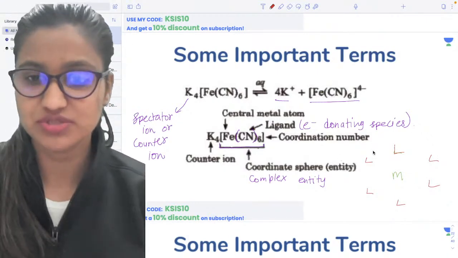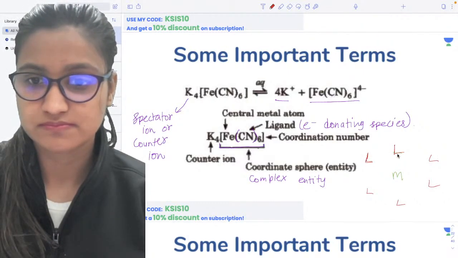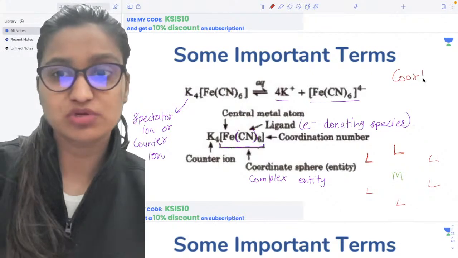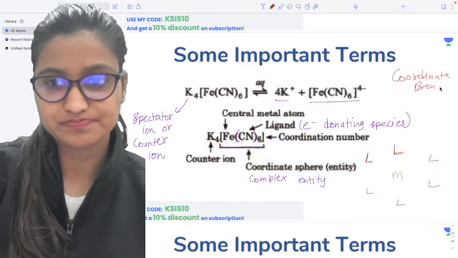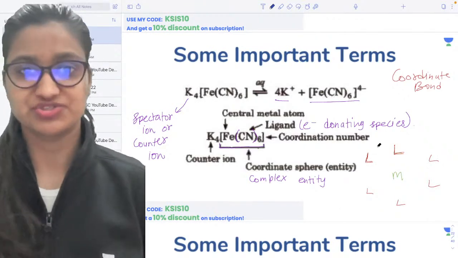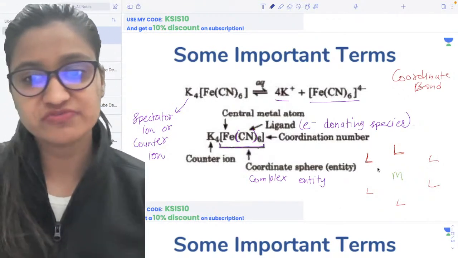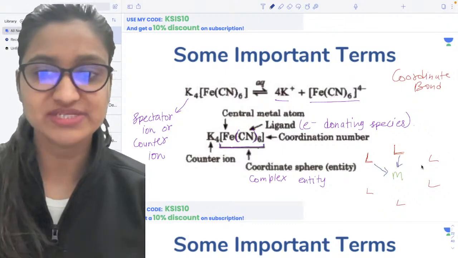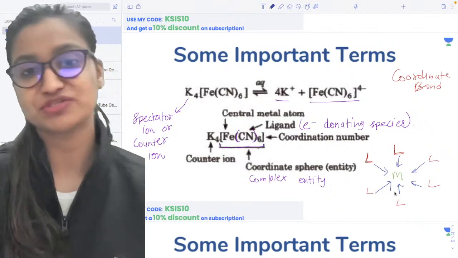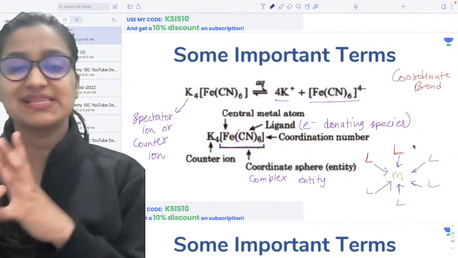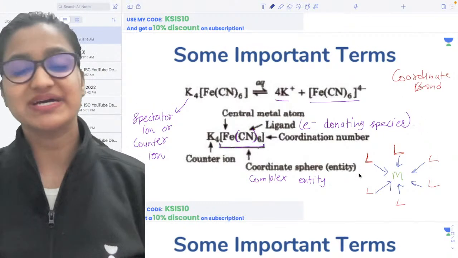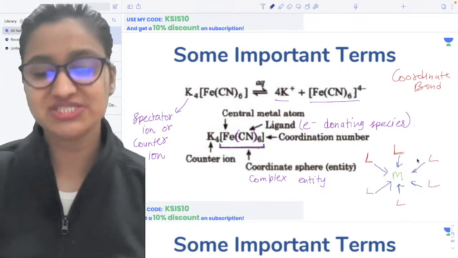Now, what is a coordinate bond? In a coordinate bond, both of the electrons, since you need two electrons to form a bond, are donated by the ligand to the central metal atom or ion. So this is a coordinate bond and you show it by this arrow, meaning that the ligand has donated both the electrons to the central metal atom or ion.